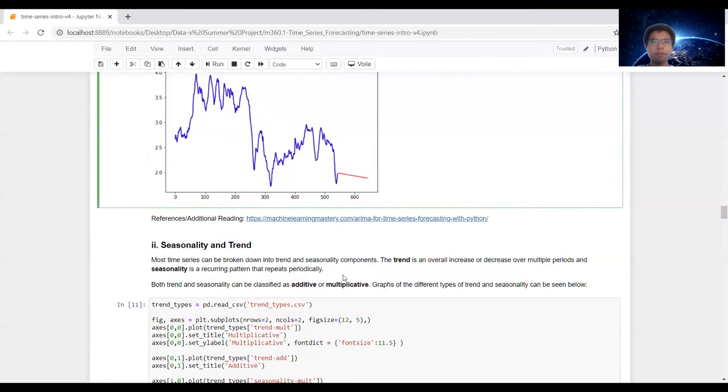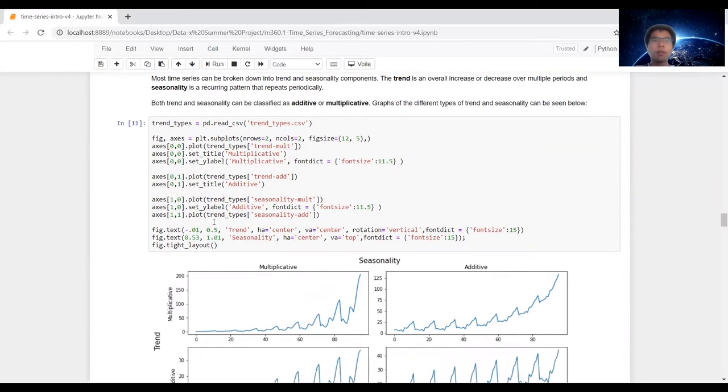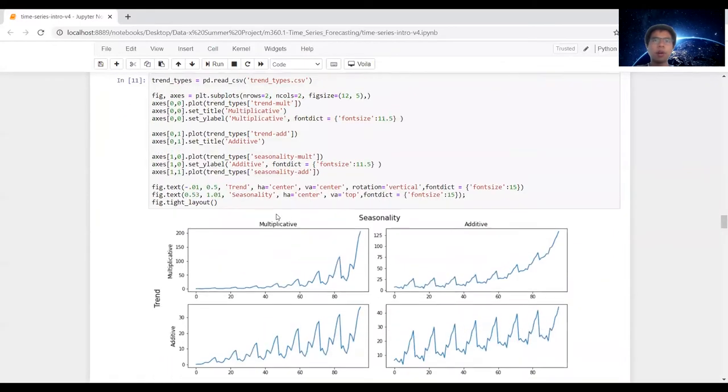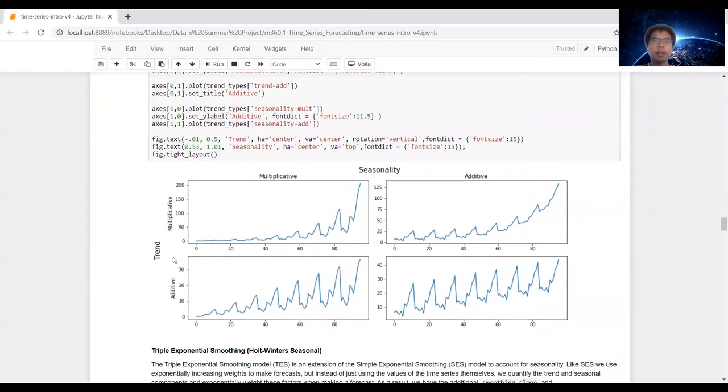and that's where we get this red line here. The next case is seasonality and trend, and for most time series data sets you work with, this is the case: you'll find some seasonality and some trend. There are two types of trend and two types of seasonality, multiplicative and additive, and I'll be going over these types shortly. There's some code here that generates this graph, but you don't need to look at it too carefully. The idea here is that trend is two types, multiplicative and additive. The trend, if it's multiplicative, is increasing in this curve pattern over time, whereas additive tends to be more linear.